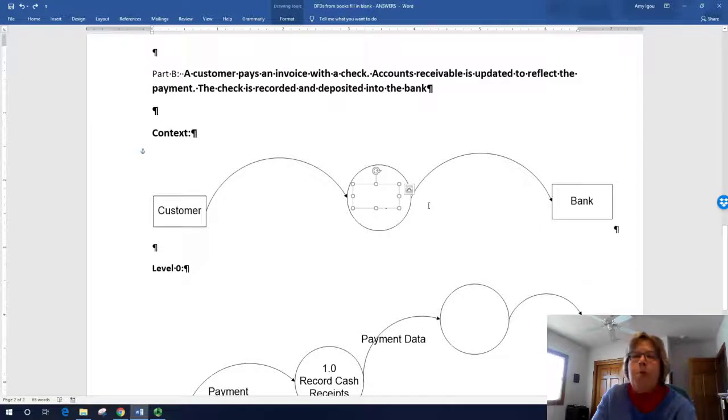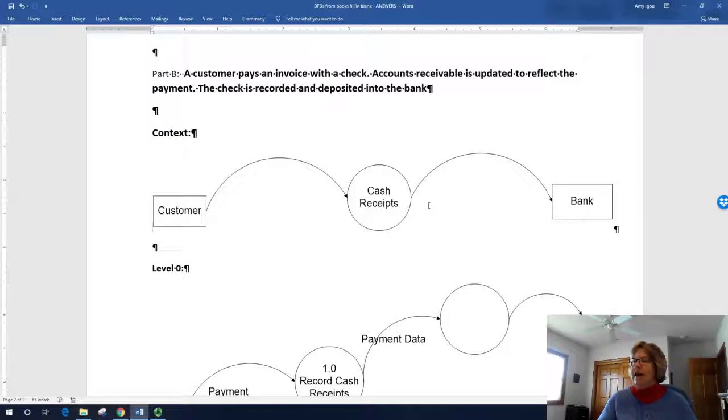Remember, we want to keep our circles as a verb. So we would probably want to make this process cash receipts, or prepare cash receipts. Process is probably a little bit better there, but we would want to put a verb there.